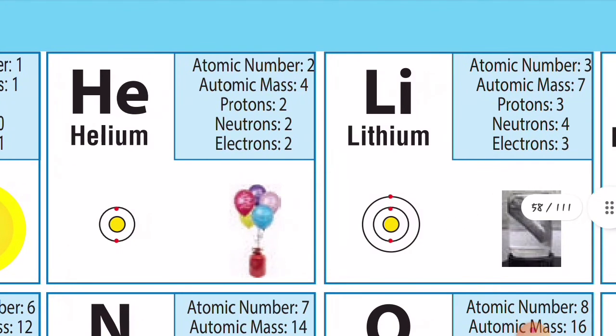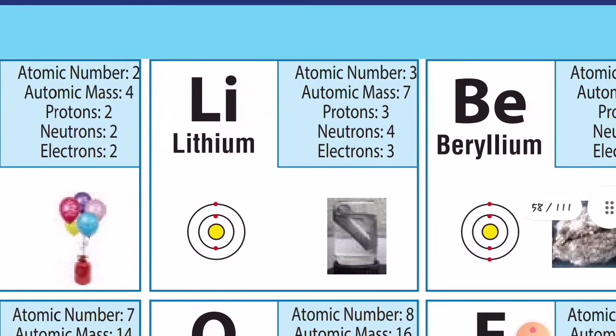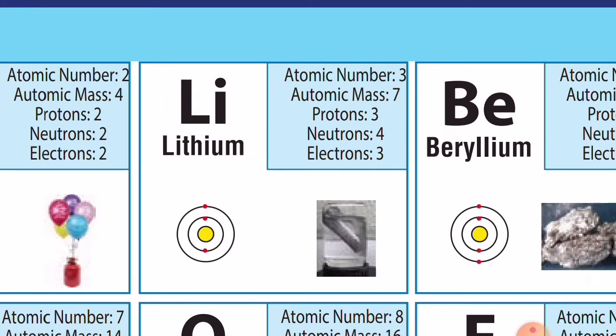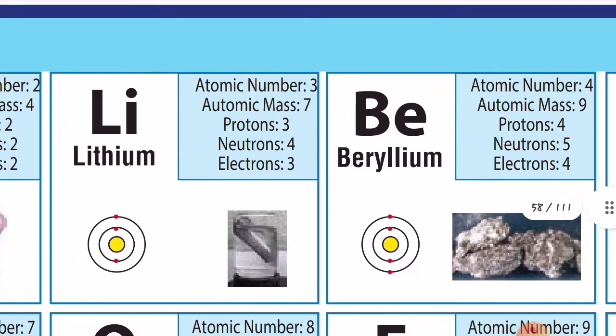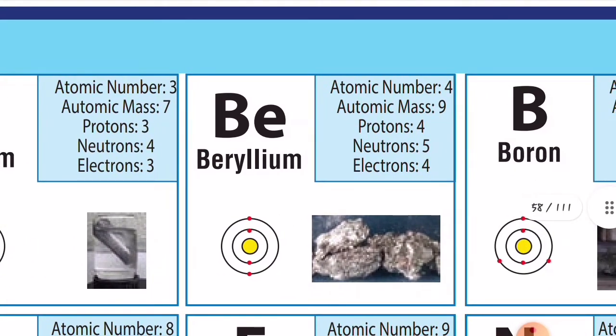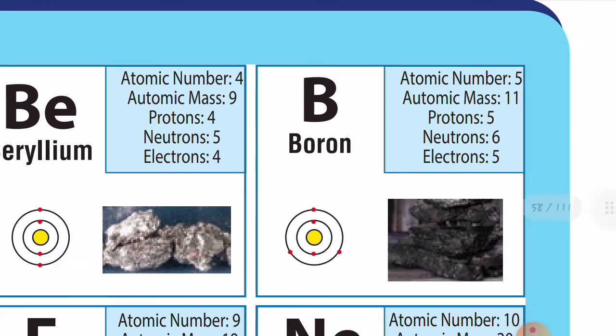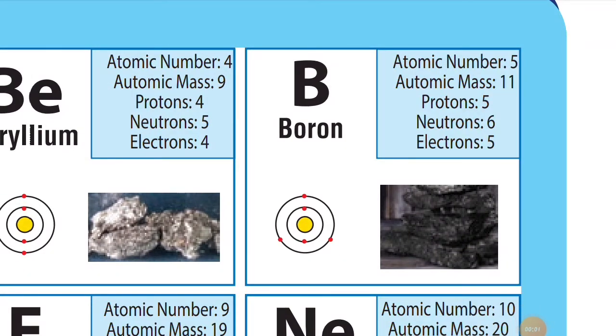Next, the third one is lithium. Atomic number how much? 3. But mass number 7. And here beryllium. Atomic number is 4 and mass number is 9. And the fifth one is boron. So the atomic number is how much? Children, the atomic number of boron is 5 and mass number is 11.